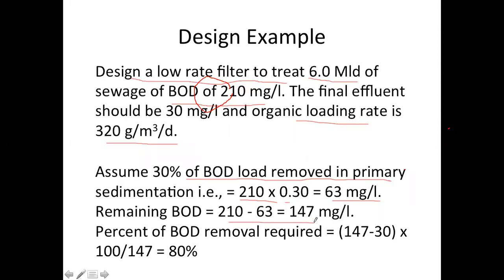Our trickling filter will remove the BOD of 147 milligram per liter, but only up to 30 milligram per liter, which is given in the question. So the percentage removal will be 80%. We can calculate this percentage removal very easily, and it comes as 80%.